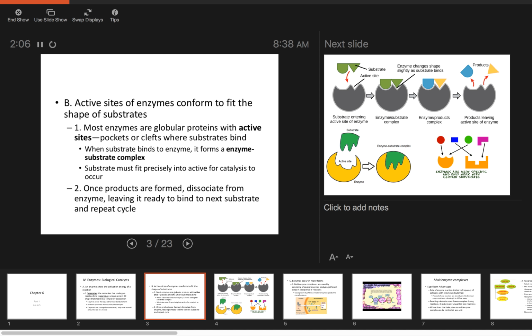And like I said, the substrate must fit precisely. It's very, very specific to that enzyme. A chemical reaction will occur. Maybe bonds will break, maybe bonds will form, but eventually you're going to get a new product or products. And then once that is formed, it will dissociate or fall away from the enzyme, and the enzyme will go and find a new substrate to bind to and repeat this cycle.